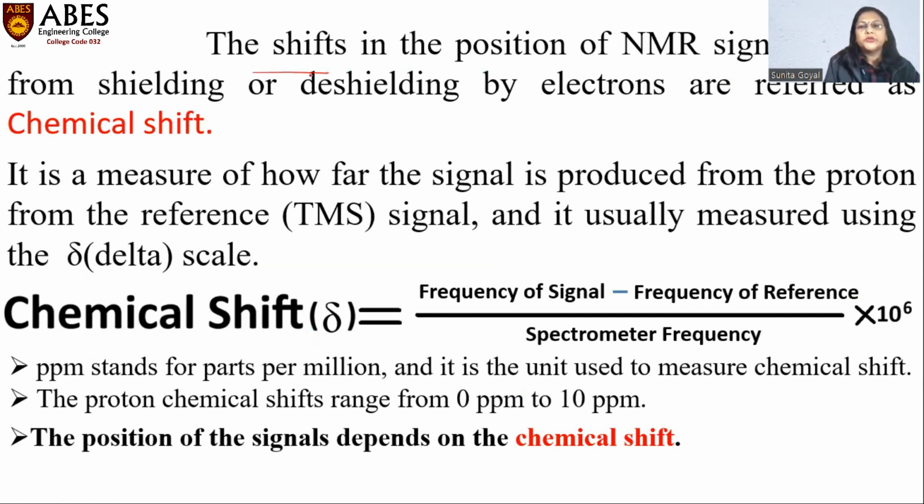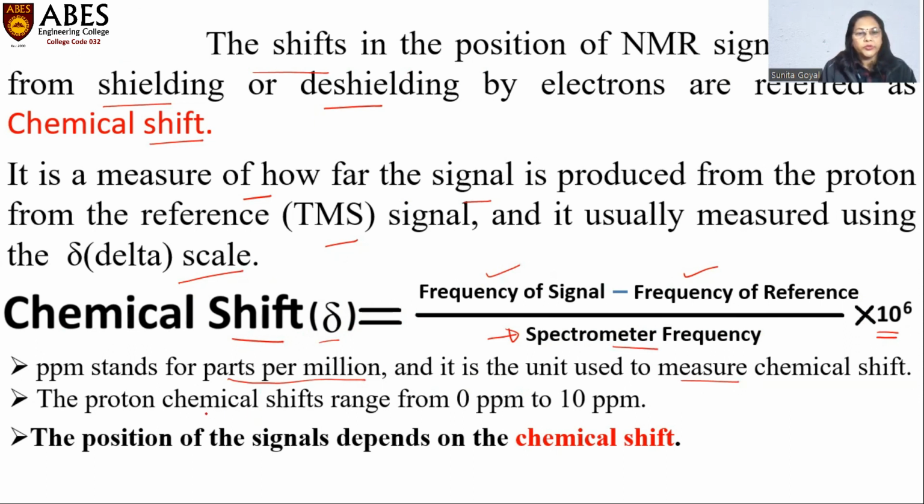The shifts in the position of NMR signal arising from shielding or de-shielding by electrons are referred to as chemical shift. It's a measure of how far the signal produced from the proton is from the reference signal, that is the TMS signal, and is usually measured using the delta scale. So the formula of chemical shift delta will be equal to frequency of the signal minus frequency of the reference upon spectrometer frequency. This is the frequency at which our spectrometer operates. Multiply by 10 to the power 6 because we are taking delta or the chemical shift in parts per million. So it is the unit of chemical shift or the delta value.